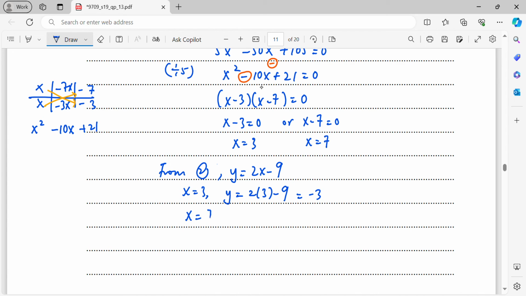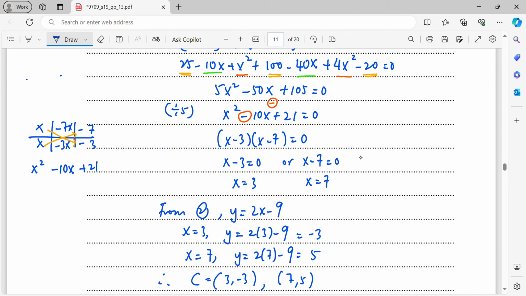When x equals 7, my y is 2 times 7 minus 9. This is 14 minus 9. That is going to be 5. Therefore, my C will be (3, negative 3) and the other one is (7, 5). Okay, so that's the solution of this question.